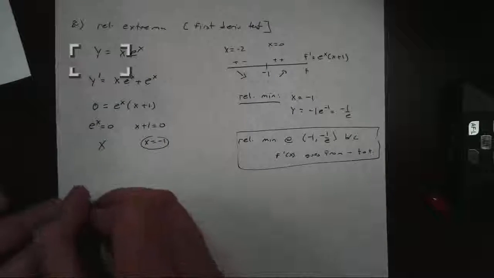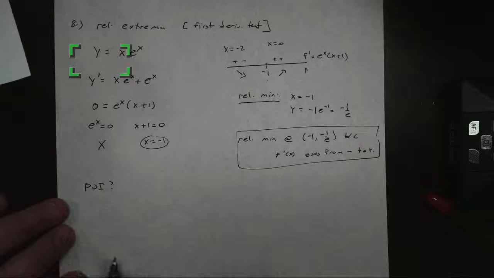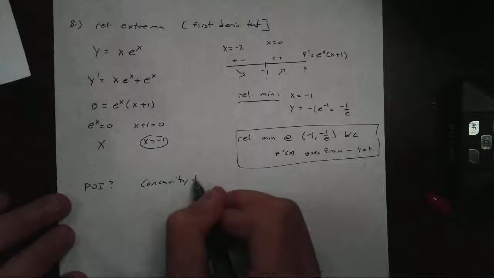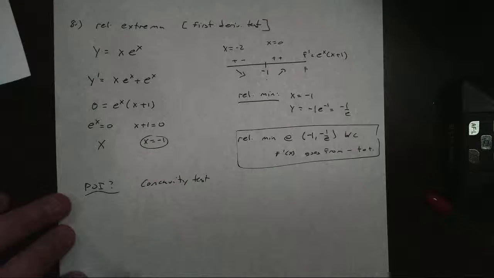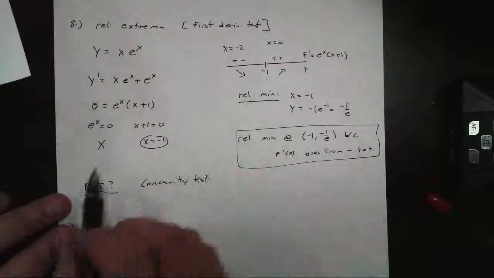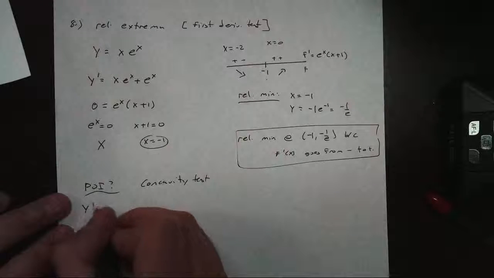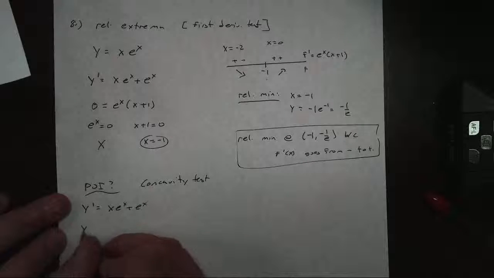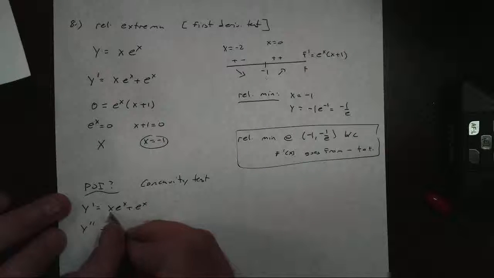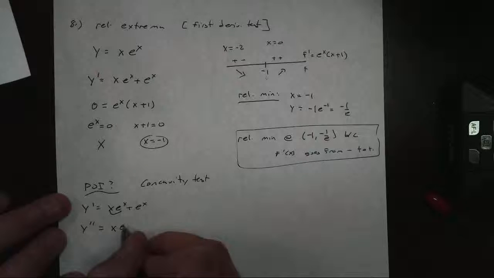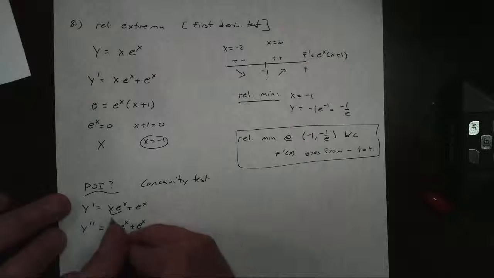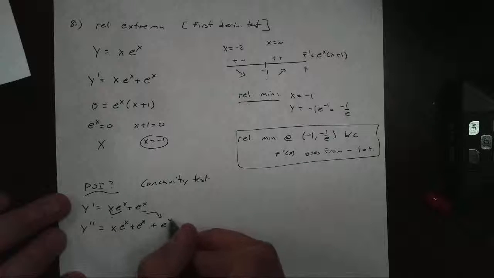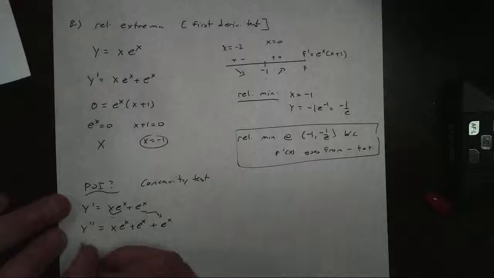What if I want to find out the points of inflection? Same equation. Well, for a point of inflection, that's our concavity test. So to get a point of inflection, take the second derivative. Well, I already have the first derivative. It was x e to the x plus e to the x. Taking the second derivative, again, product rule here, the first times the derivative of the second plus the second times the derivative of the first, which is just 1, plus the derivative of e to the x is just e to the x. Like before, set it equal to 0.